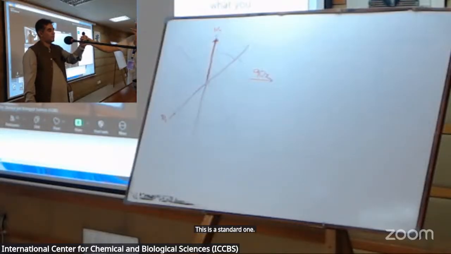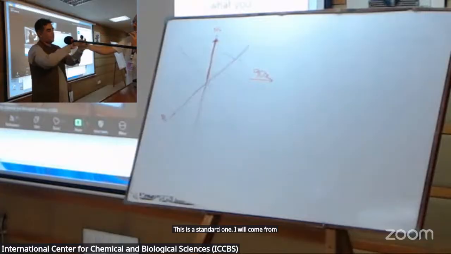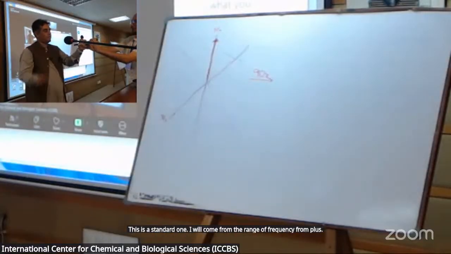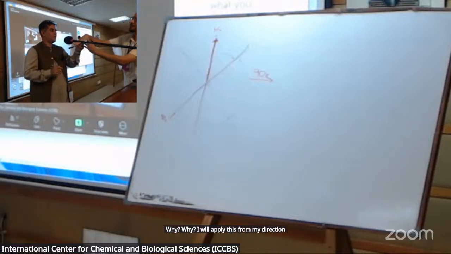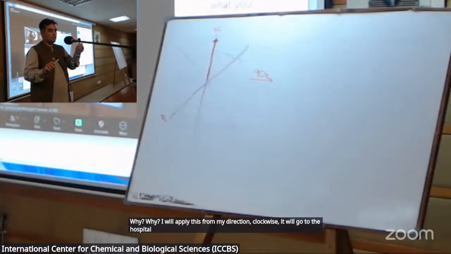It will come from the radio frequency from plus Y. I will apply this from my direction, clockwise. It will go to positive X.